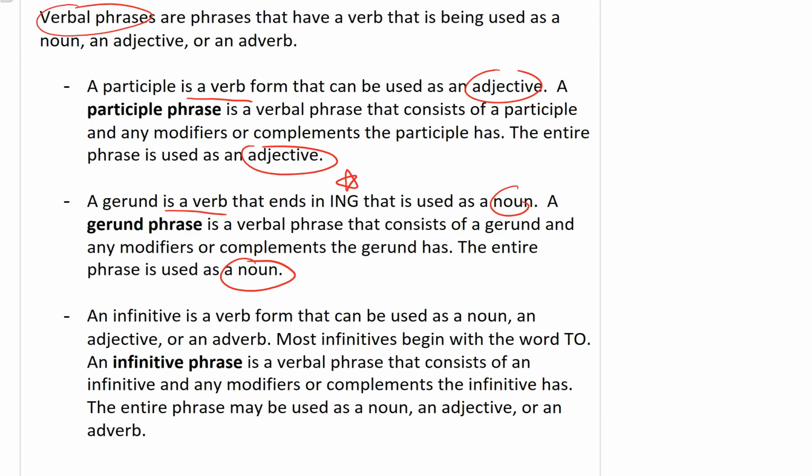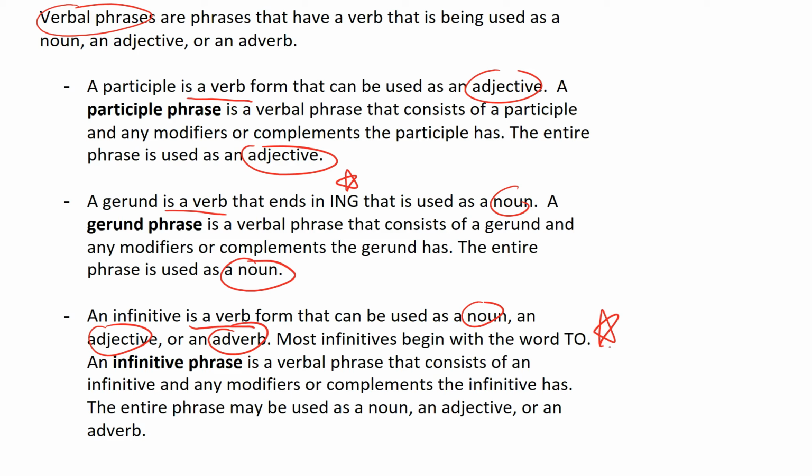An infinitive is a verb form that can be used as a noun, an adjective, or an adverb. Okay, so things just got a little more complicated, but still, it is a verb, and where a gerund was always a noun and a participle is always an adjective, an infinitive can be used as a noun, or an adjective, or an adverb. So it got a little more complicated. But wait, it's about to get easier. Most infinitives begin with the word to.